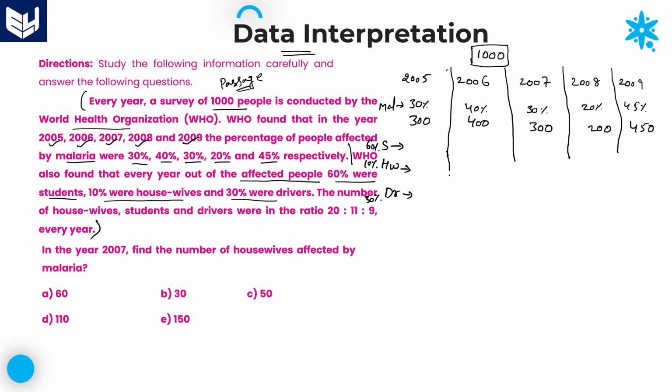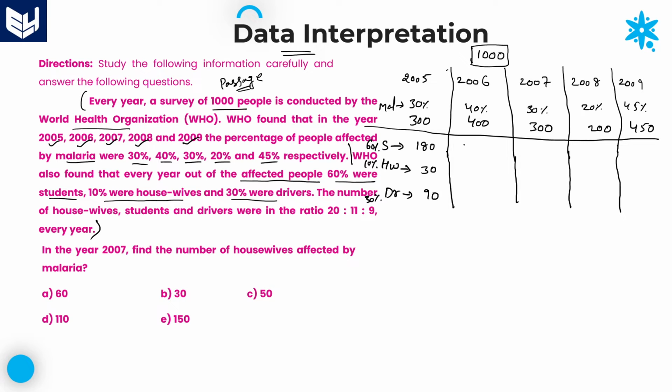In total you will get 15 values at this position. Why? Because every year you will get 3 values, likewise 5 years. Now what are the values that you have to calculate? The number of people affected by malaria in 2005 is 300. In this 300, students 60 percentage is nothing but 180. Next 10 percentage, that is 30. 30 percentage, that is 90.